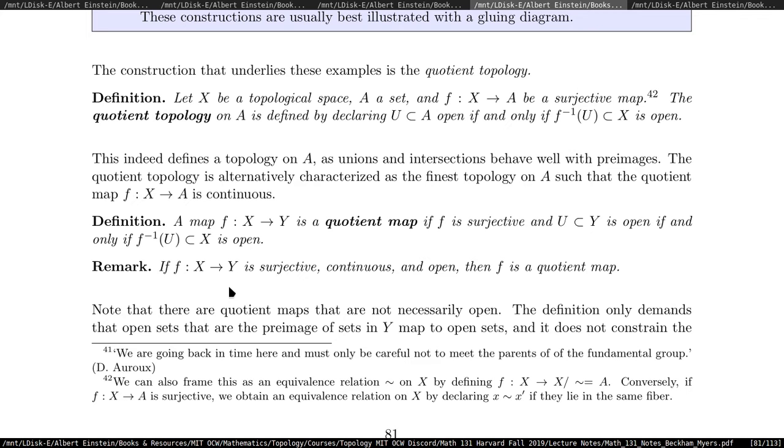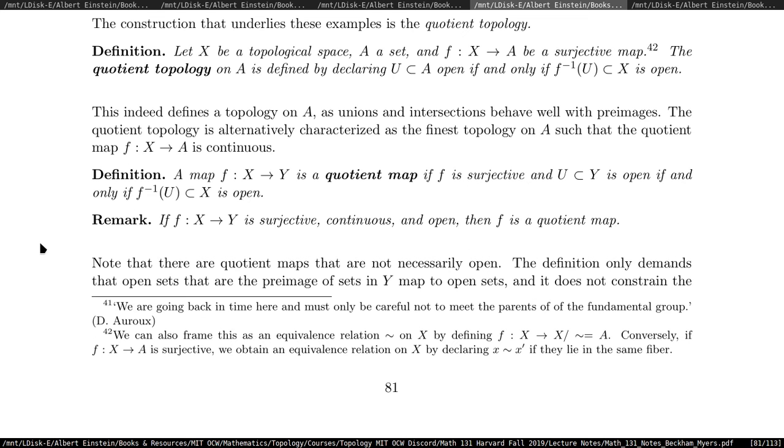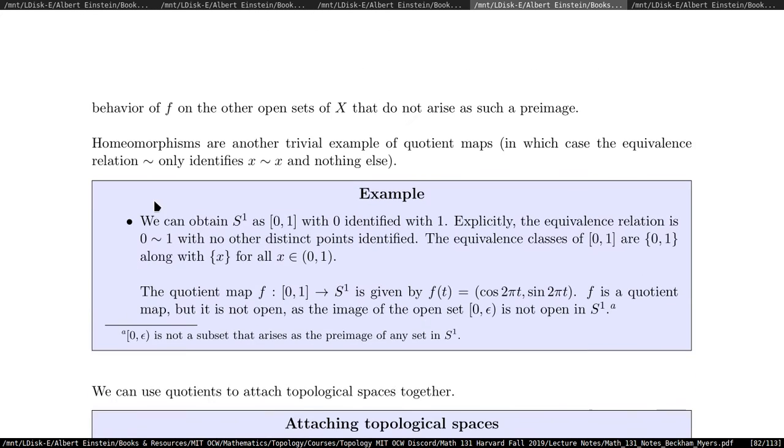And a quotient map is a map which is surjective, and a set U in the codomain Y is open if and only if its pre-image is open. This is something people confuse when they see it for the first time with the definition of a continuous map, and they're different. So that's your quotient topology and the quotient map.